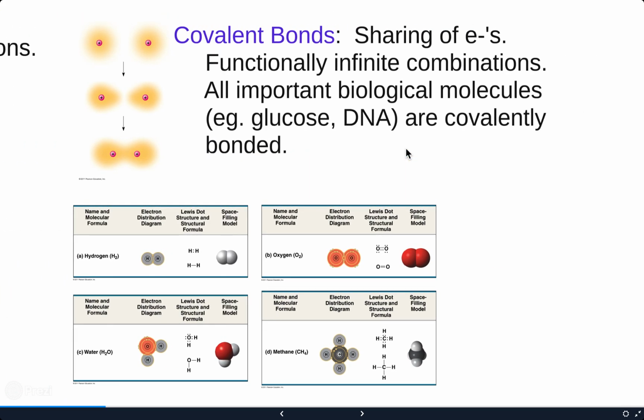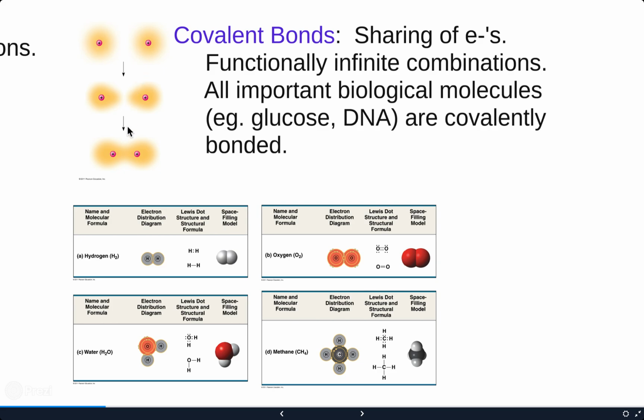The other type of bond that we talk about a lot between elements is a covalent bond. This is an extremely important bond. There are functionally infinite combinations, and all important biological molecules like glucose, so sugar, and DNA are covalently bonded. It's a sharing of electrons.